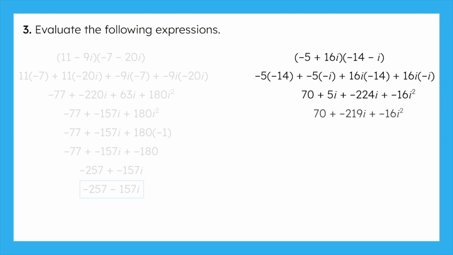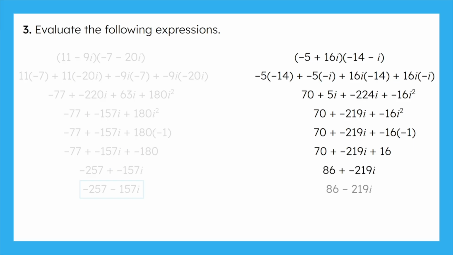5i plus negative 224i equals negative 219i. And now we replace the i squared with negative 1. Negative 16 times negative 1 is positive 16. We can combine the 70 with 16, which gives us 86. So our final answer in standard form is 86 minus 219i.